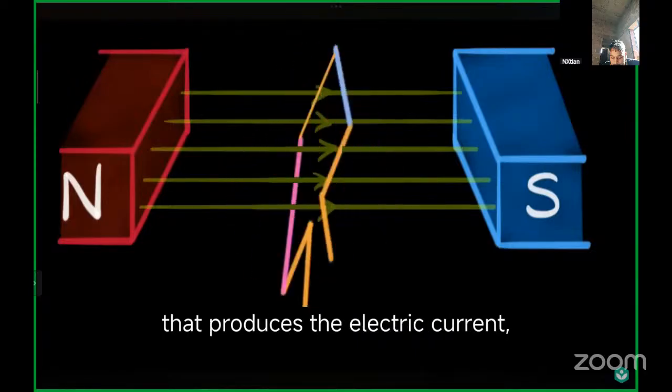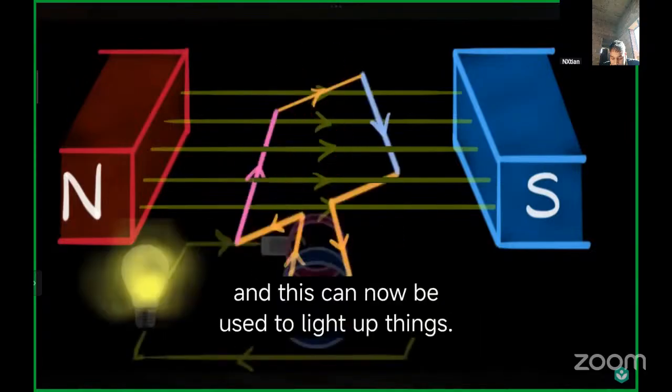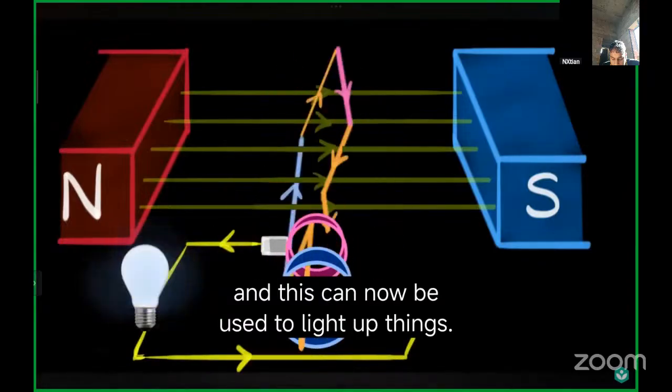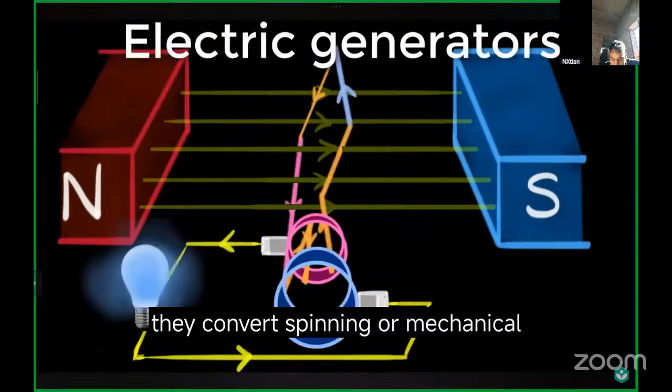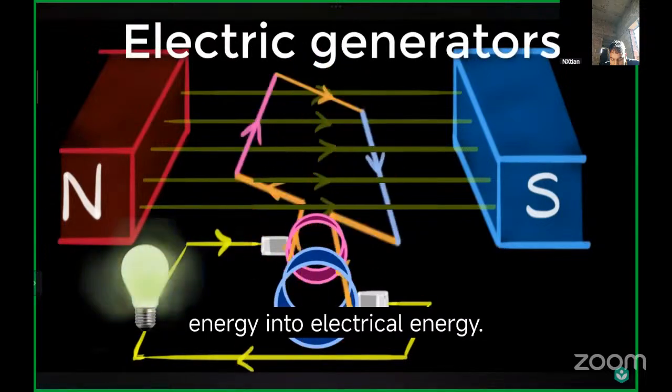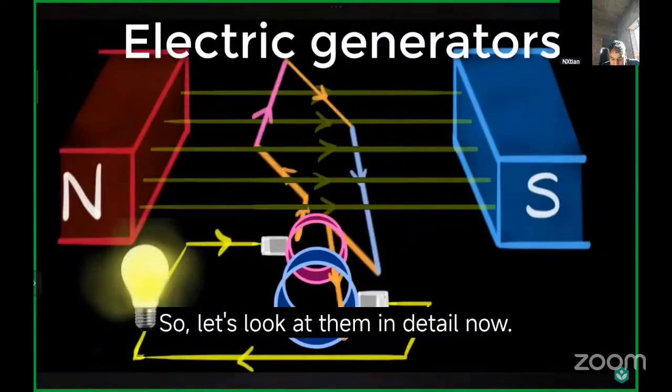That produces the electric current. And this can now be used to light up things. These devices are called electric generators. They convert spinning or mechanical energy into electrical energy. So let's look at them in detail now.